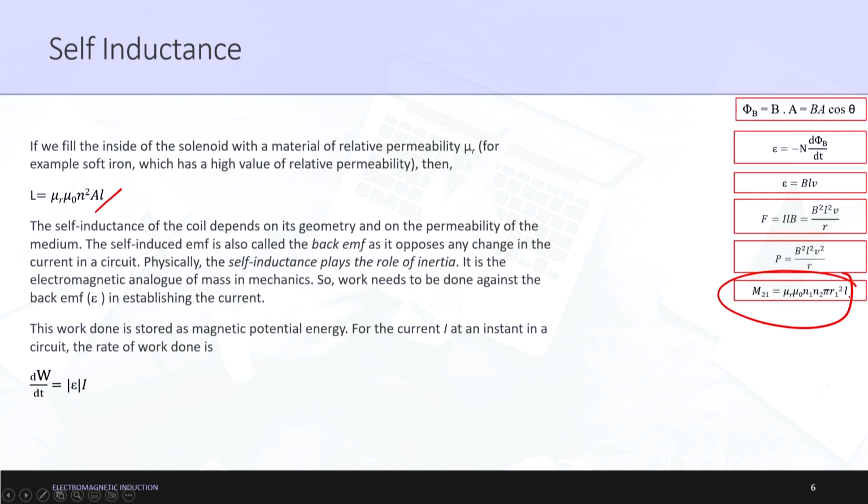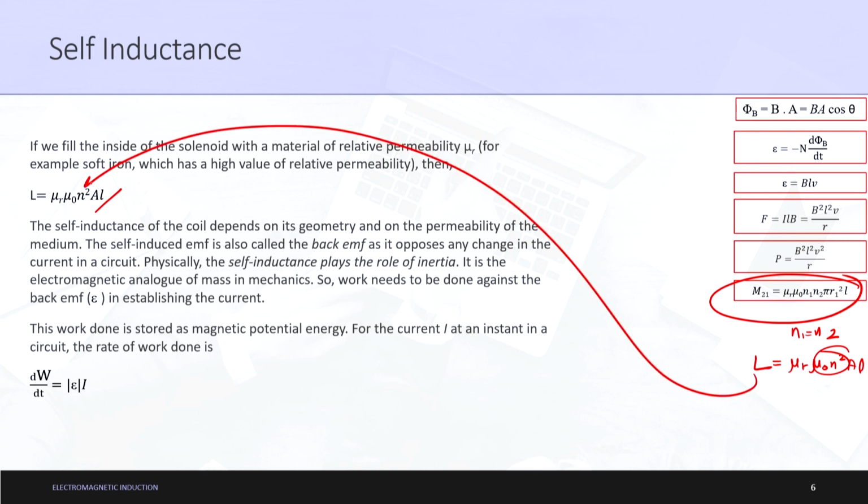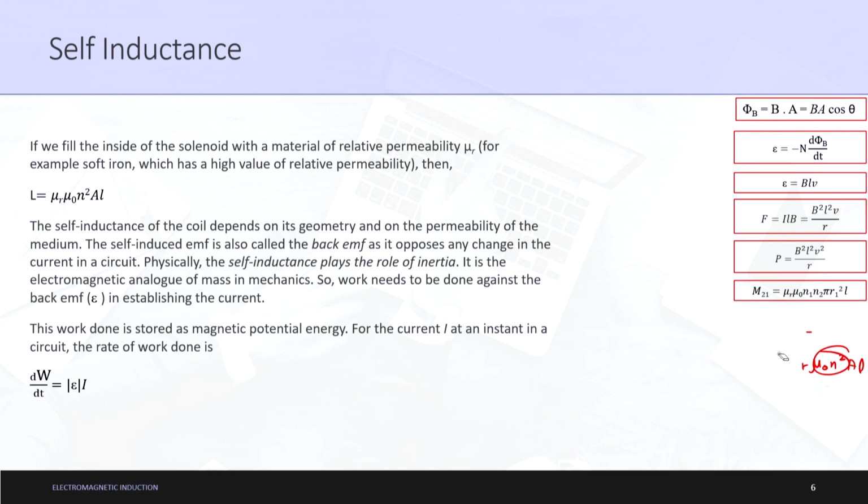into n2 into small l. Just a little trick here to learn everything. Let us say you remember this thing. For self inductance the value of n is the same, because it is talking about the same thing only. So, here n1 is equal to n2, therefore the formula becomes mu r mu naught n square capital A into small l. So, the value which we got is for L only. This is the same formula. So, remembering a single formula can help you revise both the concepts.